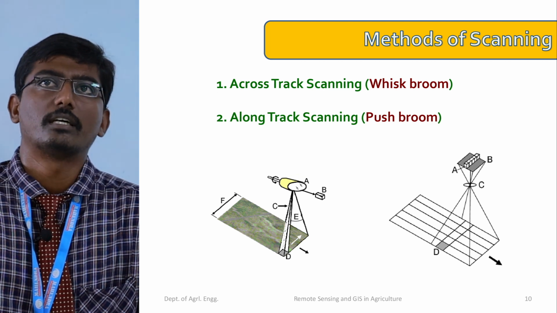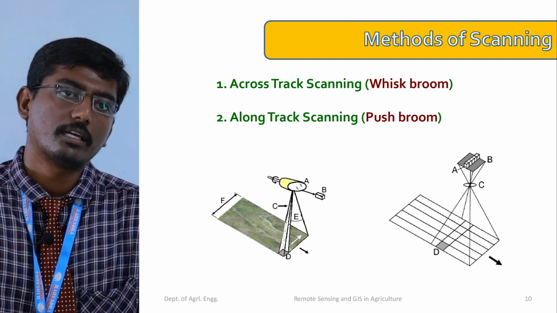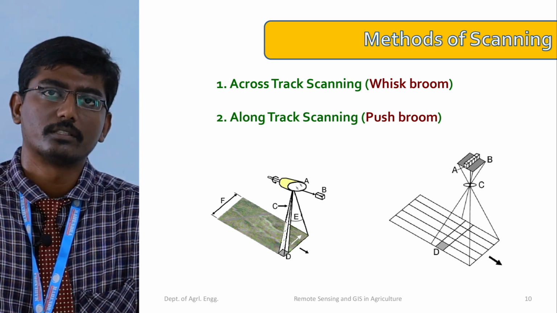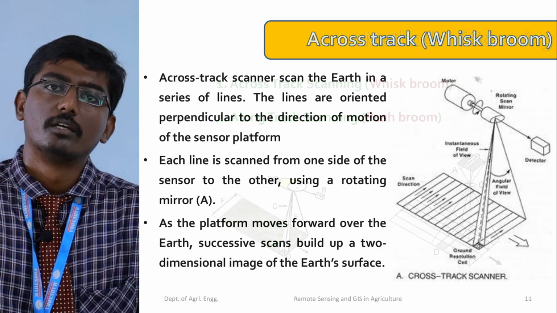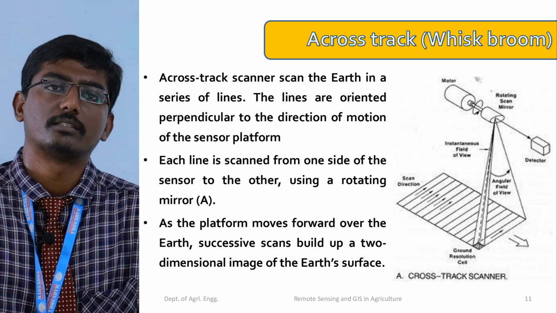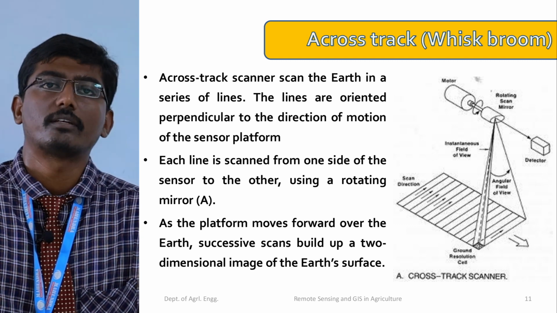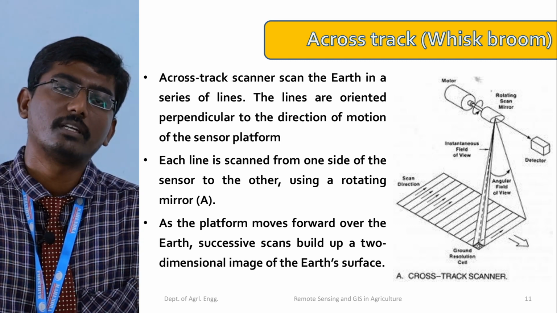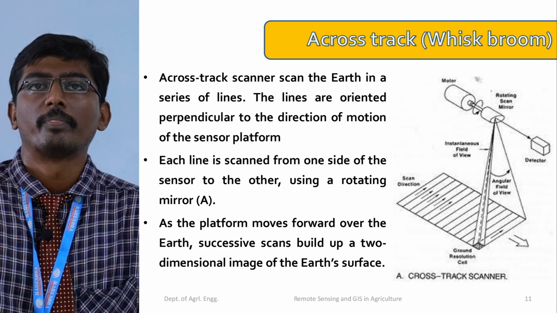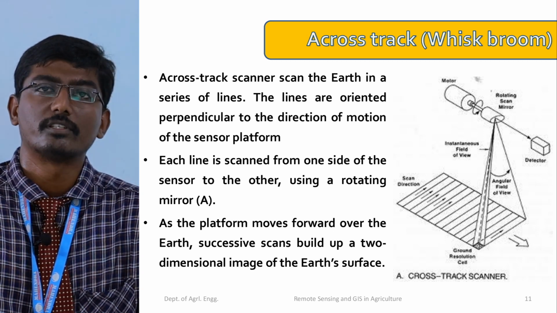From these two methods, the along track and across track have different purposes. For example, if you want to use an across track scanning system, it has several purposes, and the same for the along track scanning system. After capturing the images, what are all the things that need to be carried out? This is based on the types of resolutions.